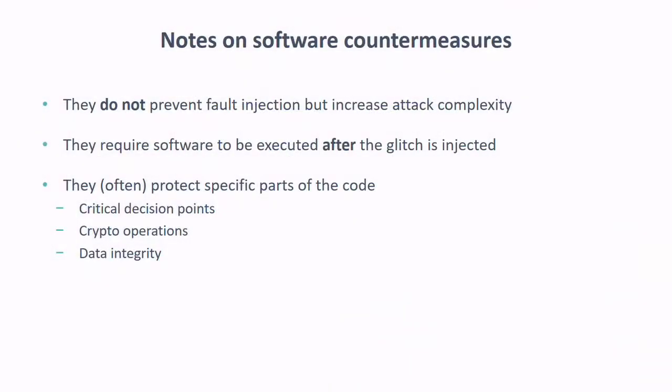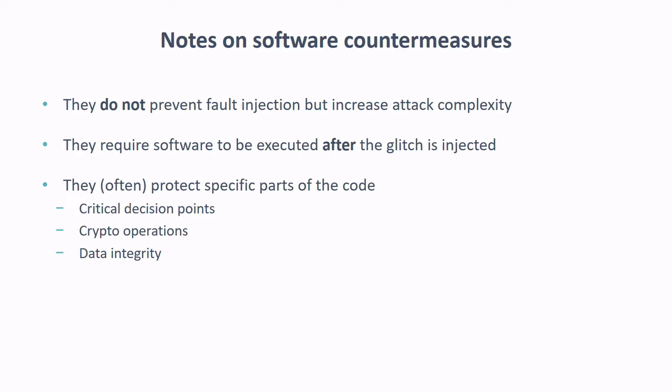I would like to emphasize a little bit more on the software countermeasures because that's important for the rest of the presentation. Well, we know now they do not prevent fault injection, but they increase the attack complexity. But the key point here is that if you want to counter something by software, this software needs to be executed. So from the moment you inject the glitch, you need to wait some time, or there needs to be some room for this software to be executed in order to be effective.